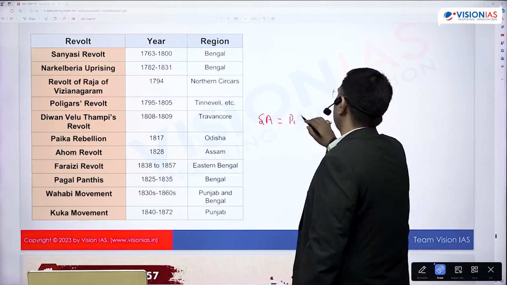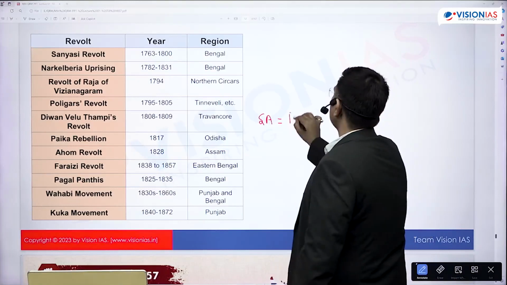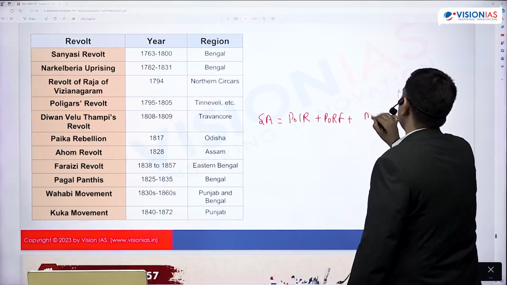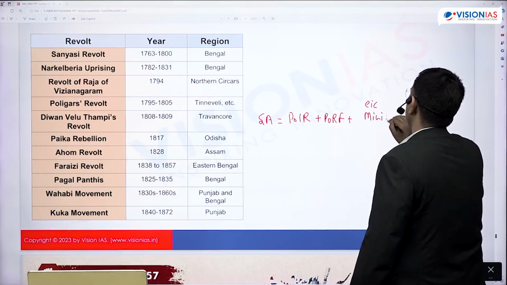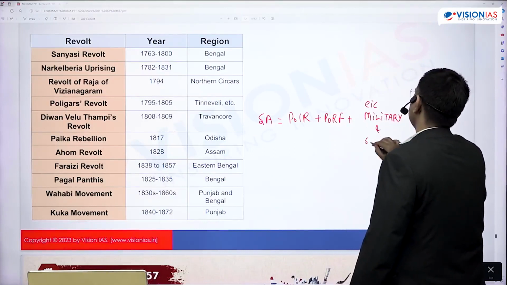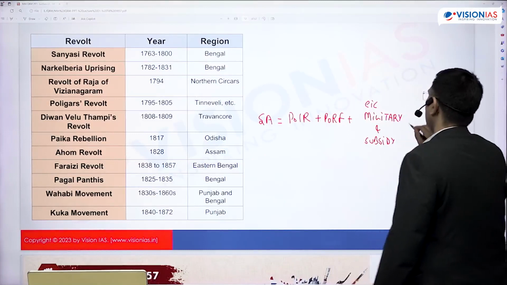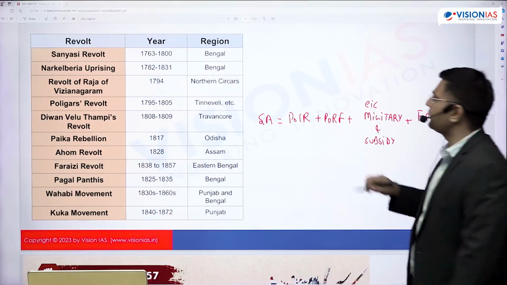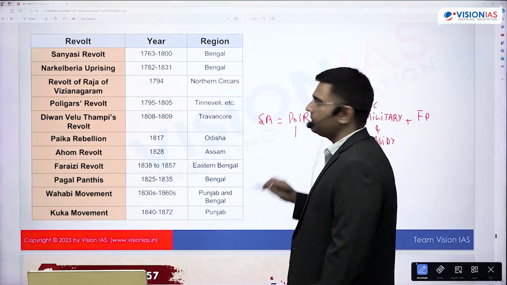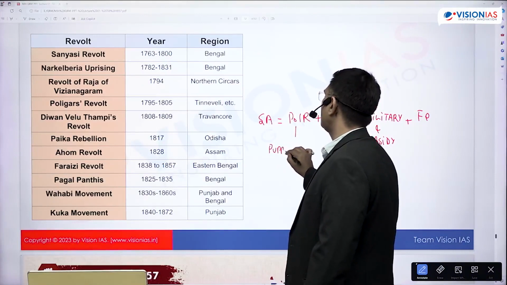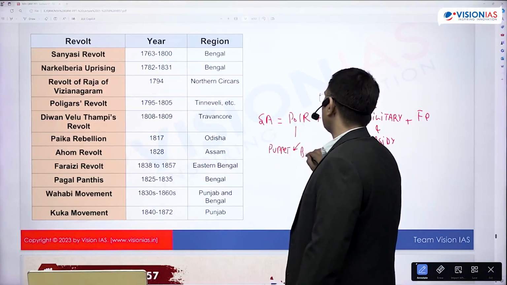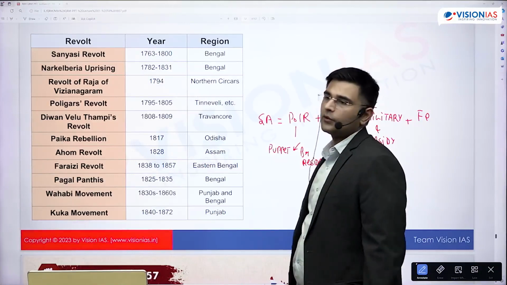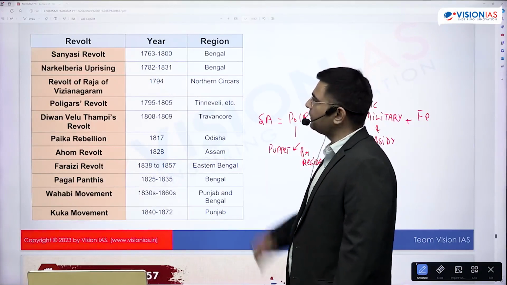That is POIR plus PORF plus EIC military and subsidy. EIC military and subsidy plus foreign policy, right? It is taken over by the British. Policy of indirect rule, POIR. It basically means that there will be a puppet ruler who will be controlled by a British resident, right? So therefore, if the British resident controls the puppet Indian ruler, then who will be losing?